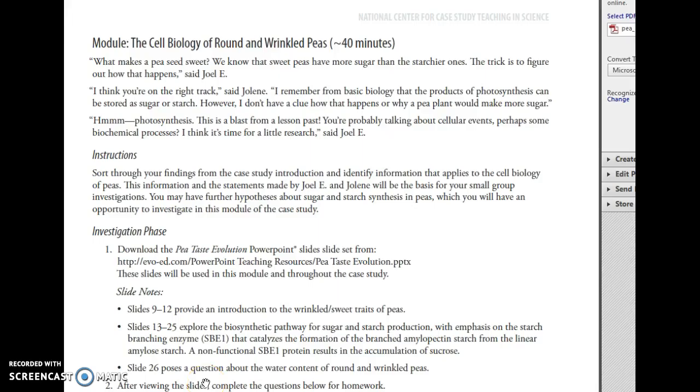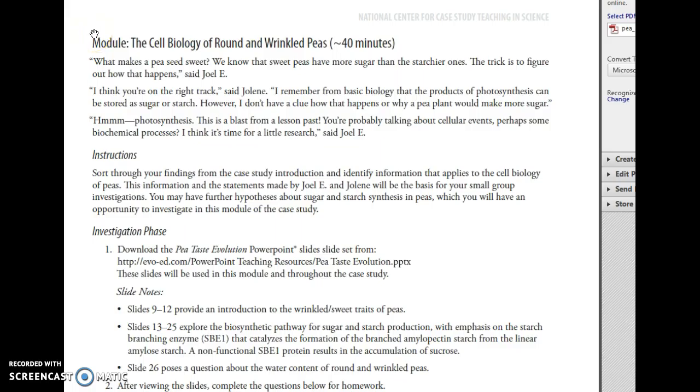Good morning, biology students. We are completing a case study trying to understand what role humans have had in the evolution of peas over time. This is part of a larger unit of study where we're essentially trying to understand how and why organisms change over time. Sometimes nature exerts a pressure that the organism responds to. Sometimes humans exert that pressure. And so this is a case where humans exert the pressure, and we're trying to understand how that happened.